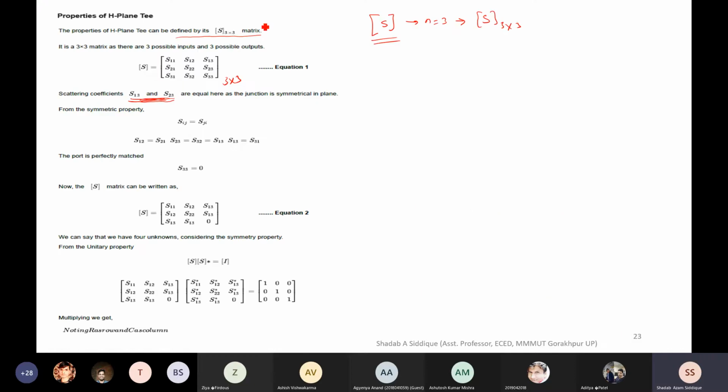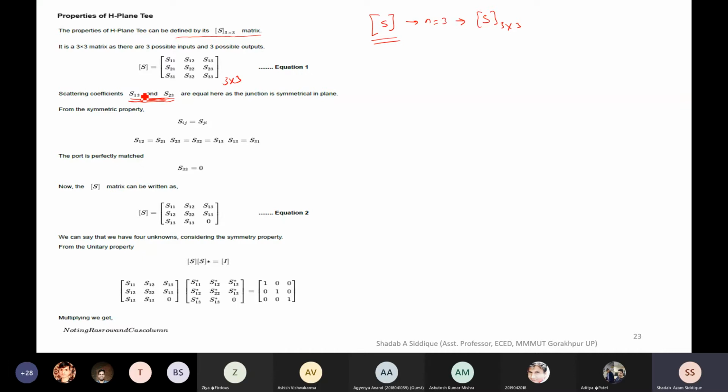If all are in the same phase, we can say input applied from port 3, and output obtained at port 2. So S13 and S23 both will be in the same phase. Now, what about the magnitude?